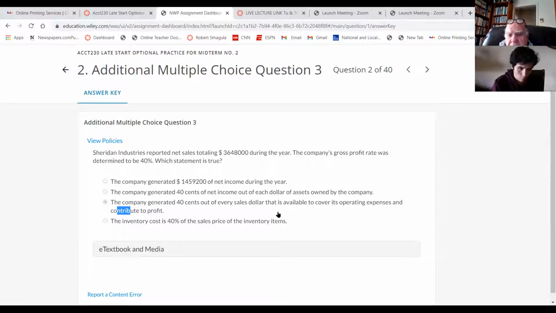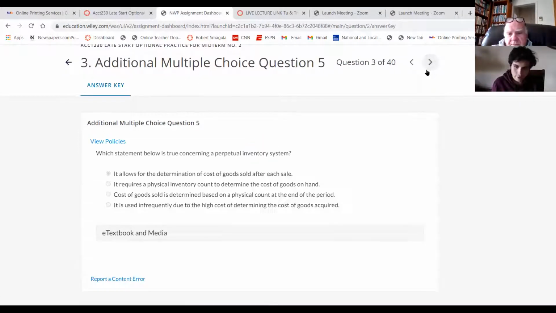And again, that's your income statement template, which I would think you should have written down before the test. You have sales minus cost of goods sold equals gross profit, minus operating expenses equals net income. And D is wrong because the inventory cost is not 40%. The cost was 60%. Jump in with any questions, Miguel. I'll keep going, okay? Okay, thank you.